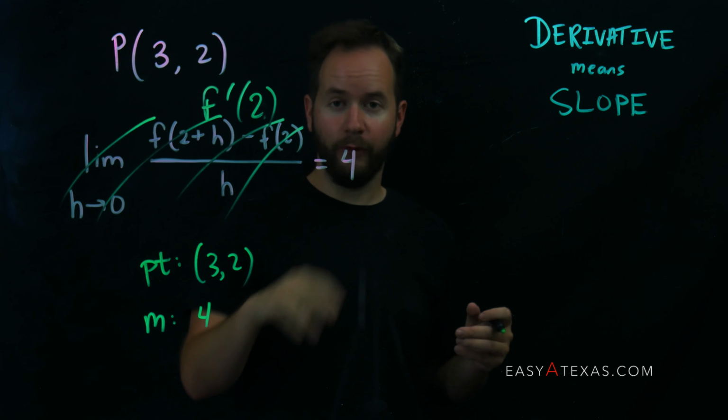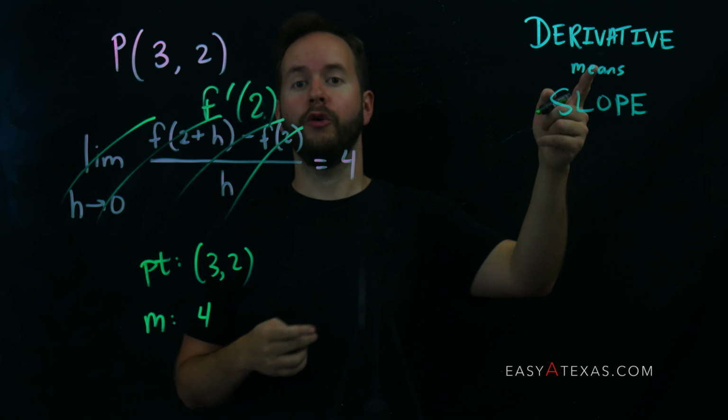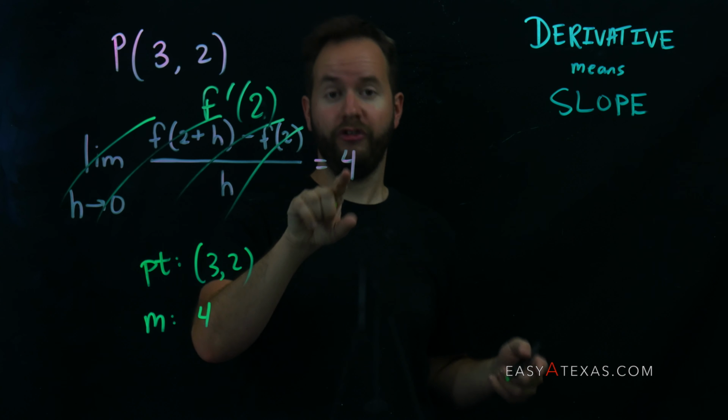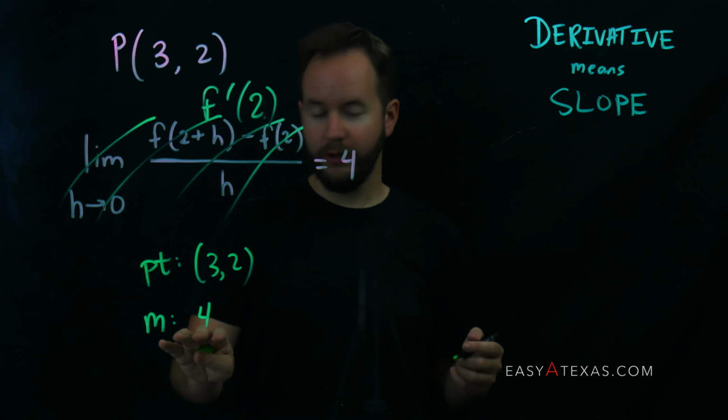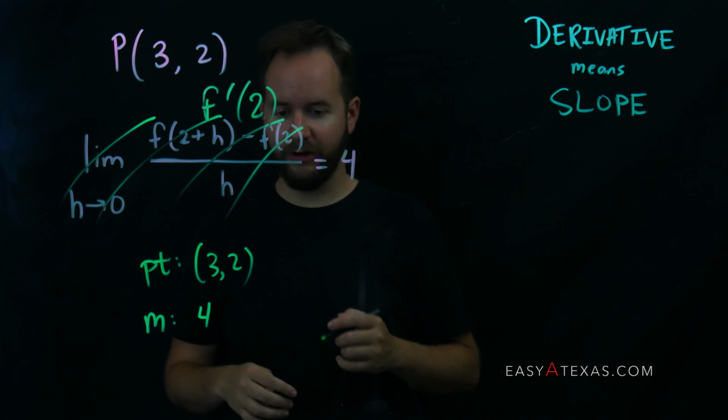The derivative is 4. Well, what does the derivative mean? Well, guess what? Derivative is slope. So we have the derivative, which is 4. So that means our slope is 4. Here we have a point, which is (3, 2). Here we have a slope, which is 4. Let's make the equation of our line.